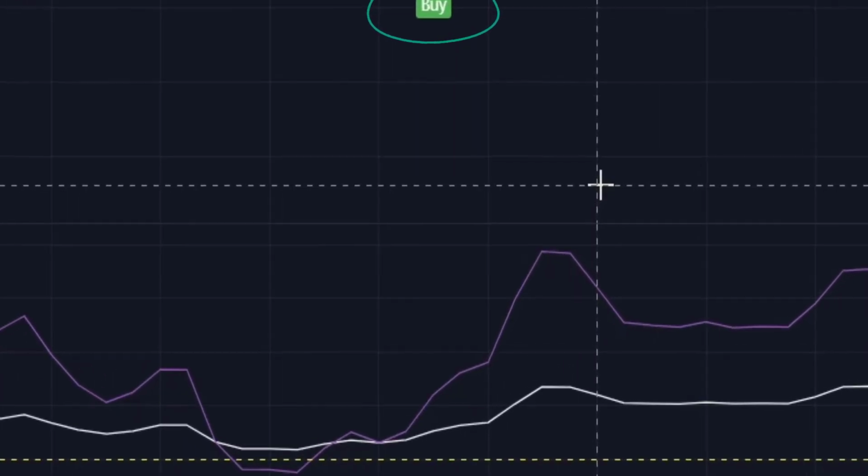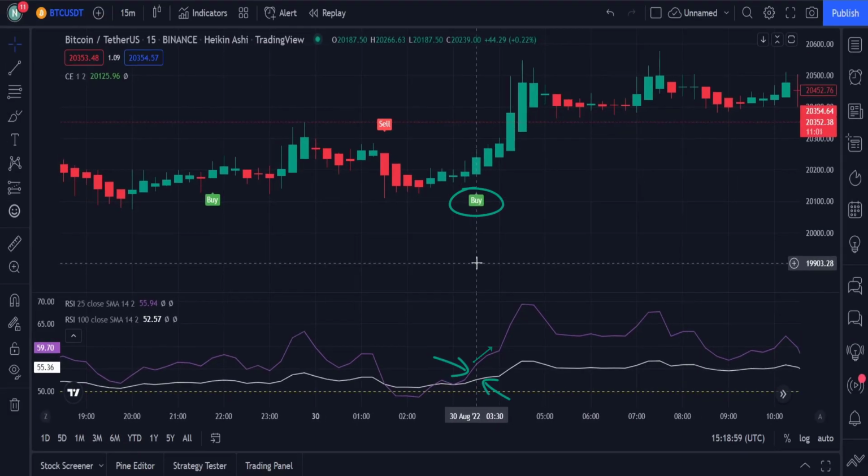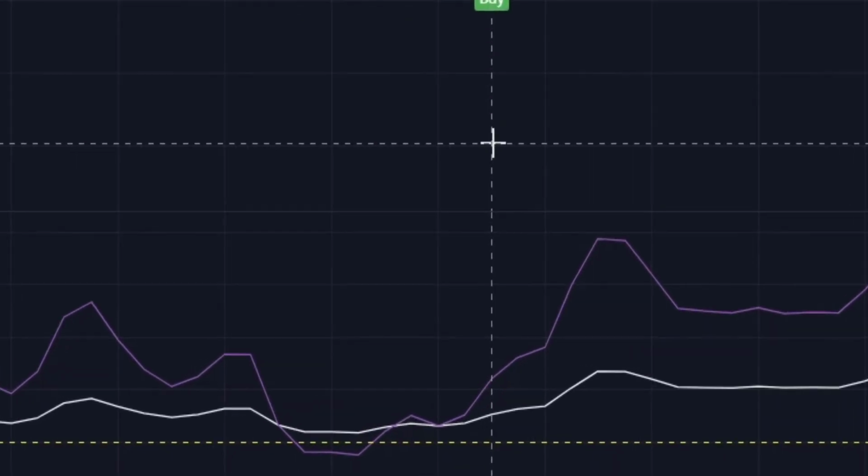So for confirmation, the second thing is that you want to make sure that the 25-period RSI has crossed the 100-period RSI and moved up. You want to ensure that the 25-period RSI, which is the purple one in our case, is above the 100-period RSI, which is the white one. This is why it is very important to change the colors of the two lines so that we can differentiate between them easily. So you want to make sure that the purple line is above the white line.